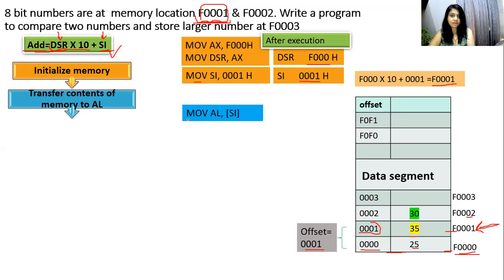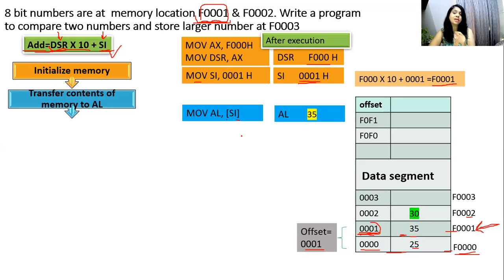What this instruction does is move the contents of a memory location. Why memory location? Because brackets are present. Which memory location? The one whose offset, that is 0001, is stored in SI, to register AL. So after execution of this instruction, this 35 will get transferred into the AL register.